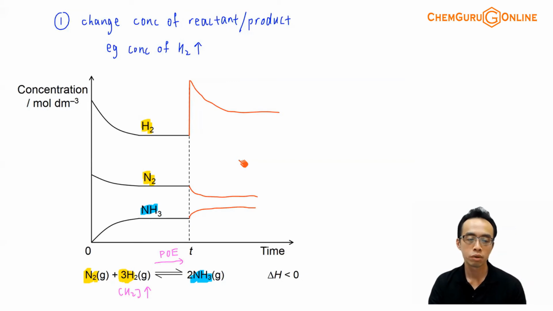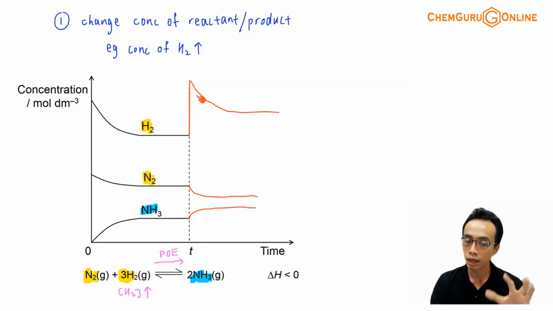So involving scenario number 1, when there's a change in concentration of a reactant or product, what happens when you look at time equals to t is there's only one sharp change involving one of the species, either the reactant or the product. In this case, the concentration of your hydrogen increases sharply, but the concentration of the rest of the species at t doesn't change. Then later the system will respond.